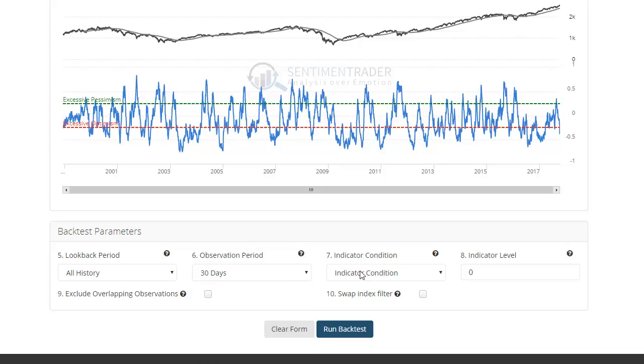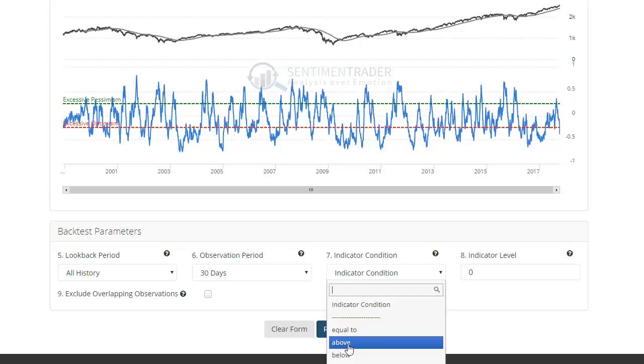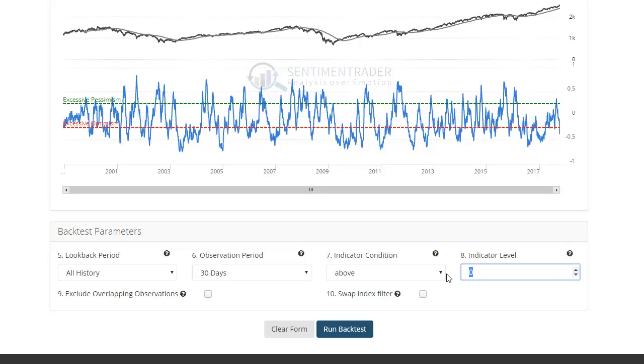Indicator condition is what you're actually testing for. Now, let's say we want to test for times when the spread is extremely positive. Smart money is bullish, dumb money is bearish. Typically that should result in good performance going forward, but let's go ahead and test that. So indicator condition is above, and then the value, say 0.4. And you can see that 0.4 is pretty extreme up here.